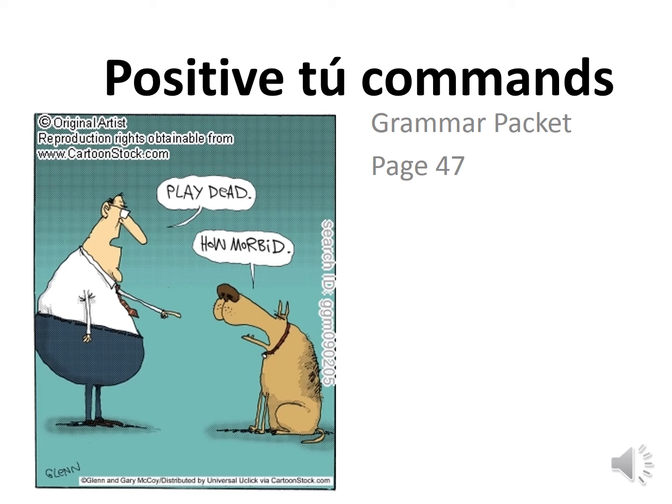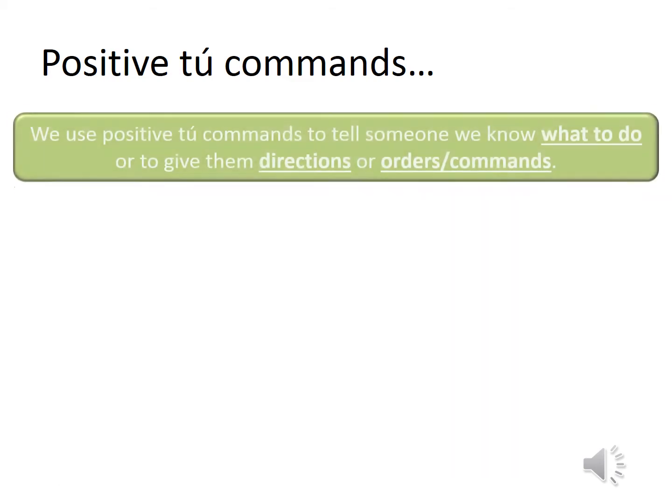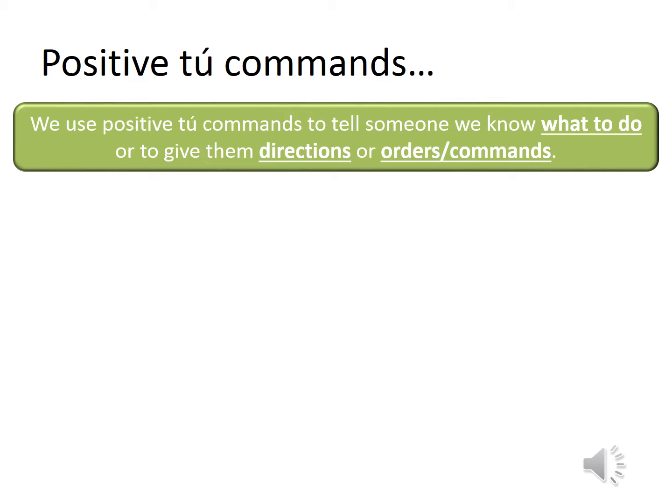Okay, so we're going to talk about positive tú commands today, and they're on page 47 of your grammar packet. Positive tú commands are how we tell someone that we know, or someone that's younger than us, what to do. We use them to give directions, orders, or commands. For example, if you were babysitting.